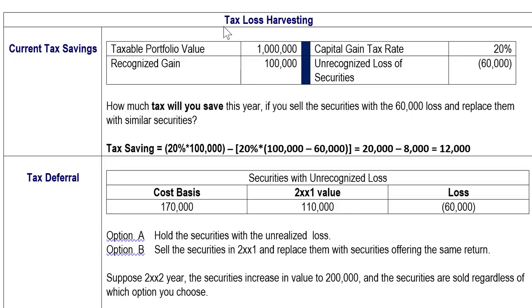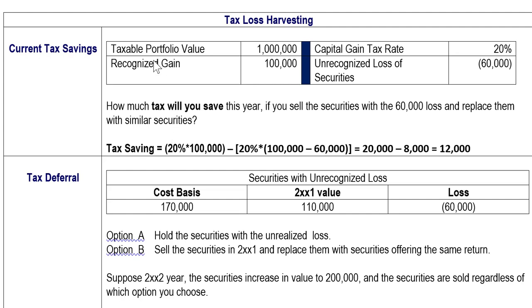Now, the final part of this reading presents a very interesting and very useful tax management tool. It's called tax loss harvesting. This has been commonly used on Wall Street for generating additional returns. How does that work? All right, let's look at this example here.